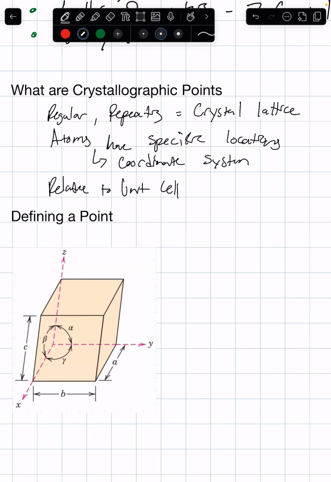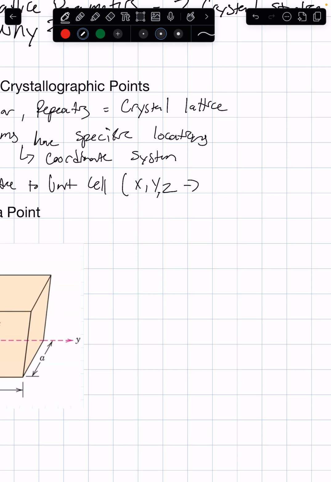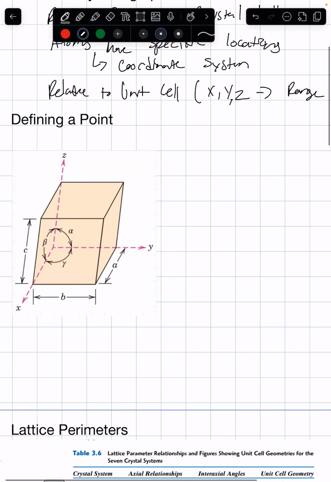And so what this means is because it is relative to the unit cell, it's going to be XYZ coordinates, all on a 0 to 1 unit cell. So the range will be 0 to 1 for all of those values, depending on where they are within that specific cell, 0 being min, 1 being the max. Let's give you some examples though.